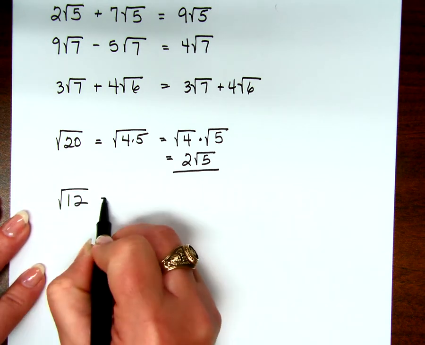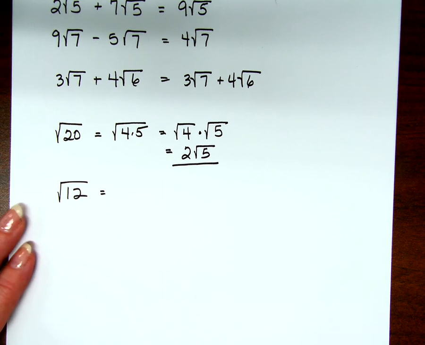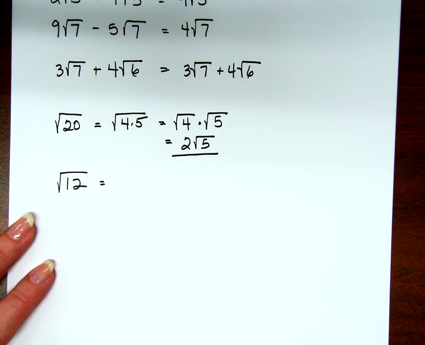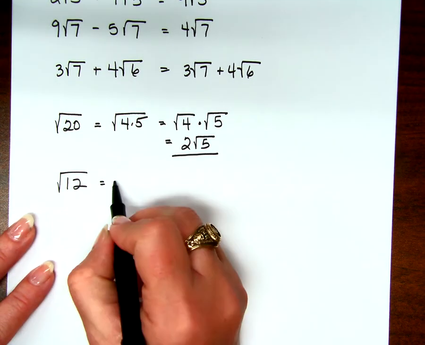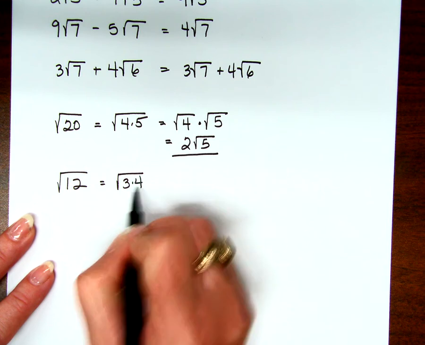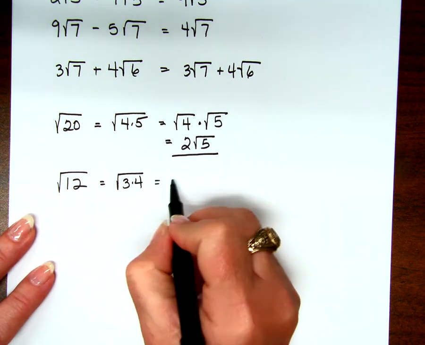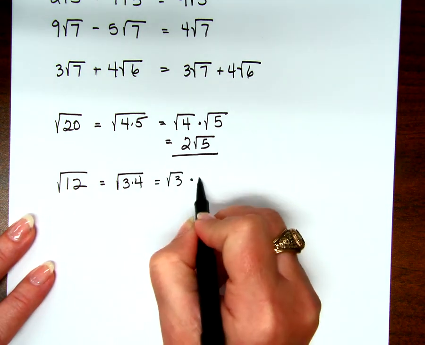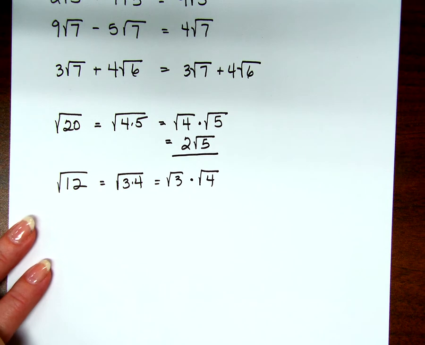What about the square root of 12? How should I break that down? 3 and 4. So that equals the square root of 3 times the square root of 4. So what's my answer then?